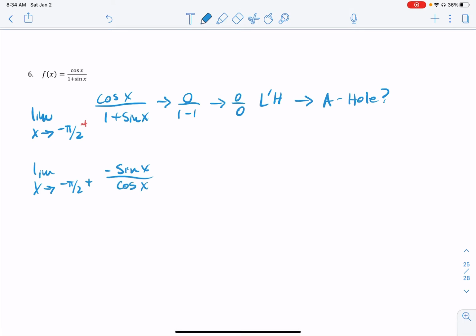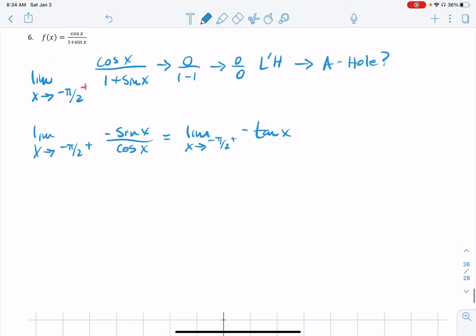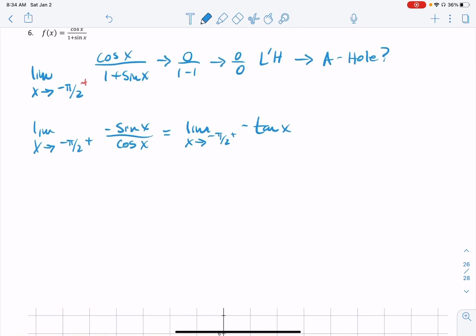And sine over cosine, I can just rewrite that as a tangent. So the limit as x approaches negative pi over 2 from the right of negative tangent x. If you were to plug in negative pi over 2 into tangent, it's undefined. It's either plus or minus infinity.